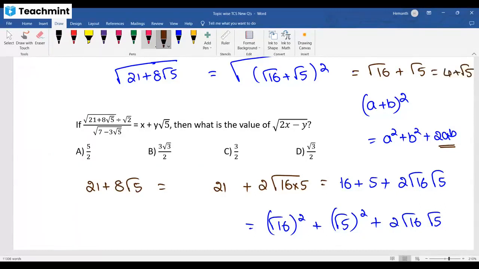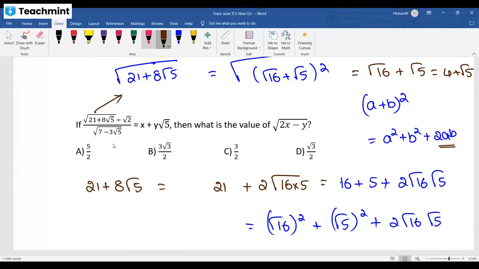You still have to divide by root 2, I agree. There is one more term to divide that by root 2. This entire expression, whatever comes, that should be divided by root 2. First of all, are you understanding this part? Only this part.